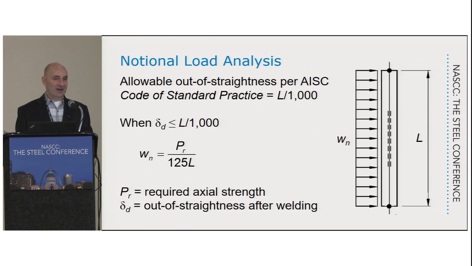And to get the value of that, let's say you meet the requirements of the Code of Standard Practice, which are L over 1,000 for the out of straightness, delta sub D is what I've called it. Then you can use this equation to calculate your notional load: P sub R, which is the required axial load on the column, divided by 125 times the length of the column.